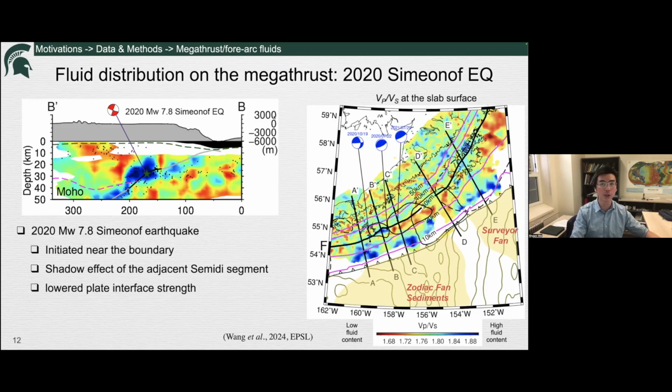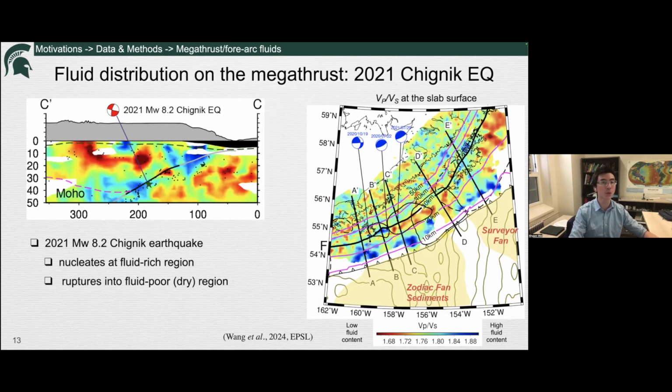If we zoom in, focusing on this 2020 Simeonof magnitude 7.8 megathrust earthquake, this is the hypocenter where rupture initiates. This black curve is the plate interface, and this black part is the rupture region. From this earthquake, we see that it came from the water-rich region and ruptured the entire water-rich region. That's interesting. That's actually what we expected.